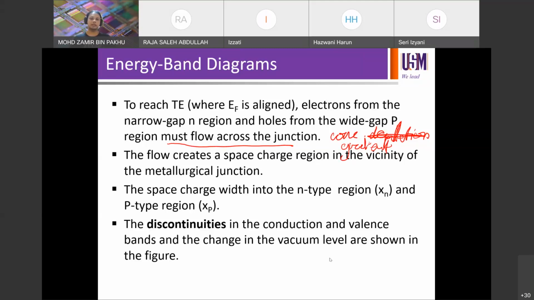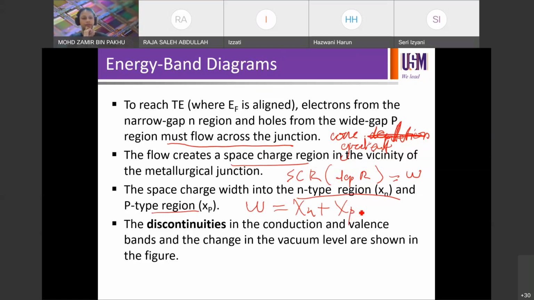The flow creates a space charge region in the vicinity of the junction, just like what we discussed last time. Space charge region, SCR, also called depletion region, on both N side and P side, okay? Space charge extends into N-type, Xn, and P-type, Xp. So the whole width will then be given by Xn plus Xp, just like the p-n junction last time.